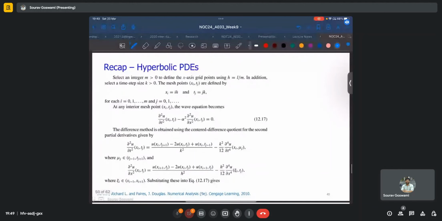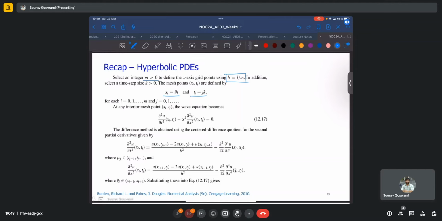Again, to discretize the domain of a hyperbolic PDE, we start by selecting a suitable integer m and dividing our x-axis into grid points. The step size h is then defined as equal to L by m. We also select a time step size k greater than 0, and the mesh points are then defined as xi equal to ih and tj equal to jk.